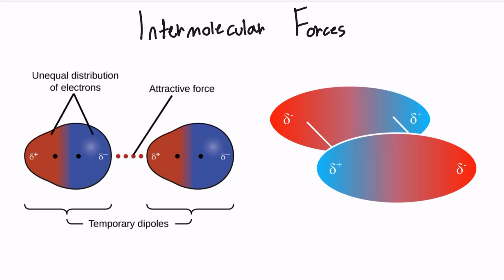Up to now, we have explored covalent and ionic bonds. These are bonds existing between atoms within a single molecule. We call them intramolecular bonds. They hold the molecule together and give it its special properties.